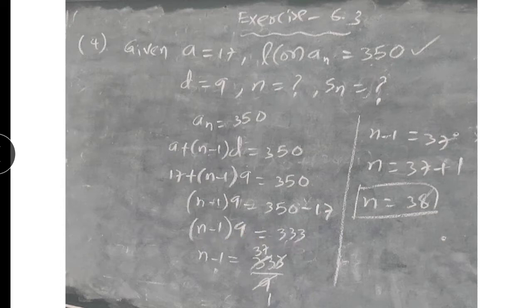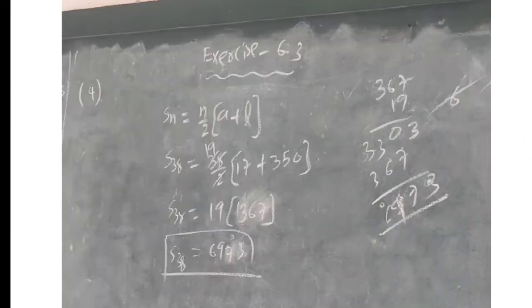So finally the n value is how much? 38. So the number of terms in the AP is 38 terms. Let's find the Sn. Sn is nothing but S38, which we have to find because we already found the n value, that is 38. The Sn formula is n by 2 of (a plus l), because the a value and l value both are available.